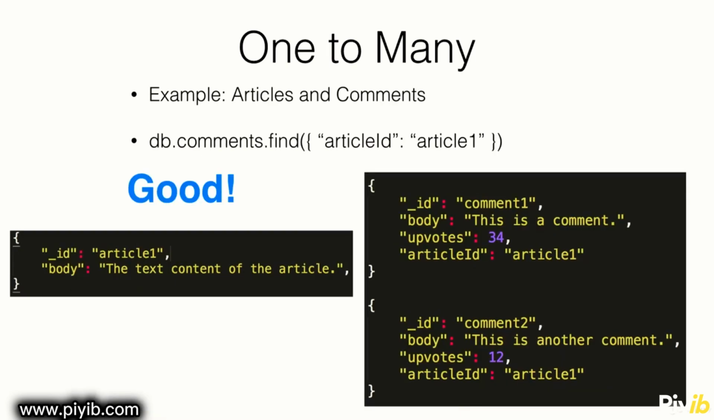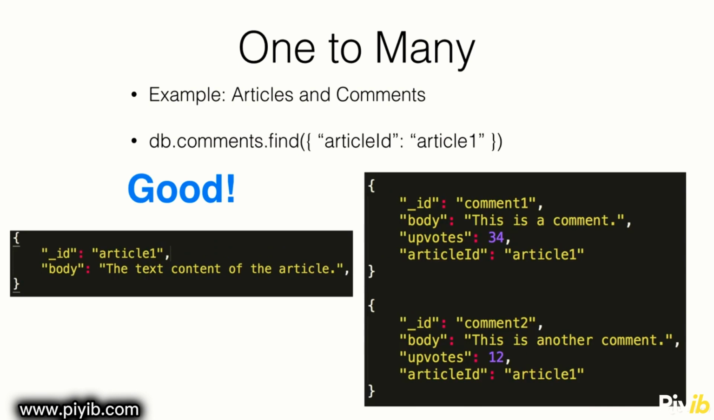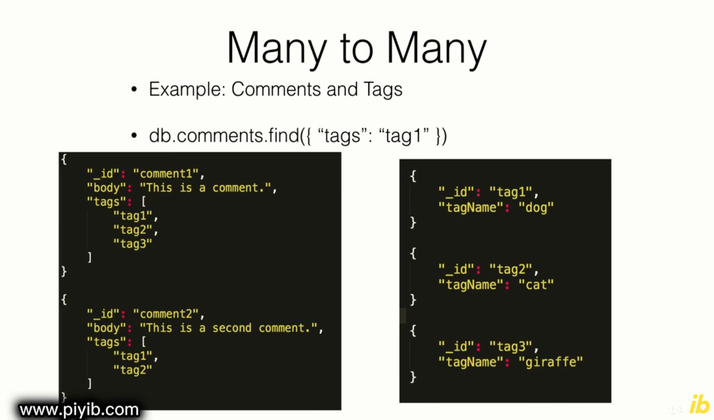The reason why this is better is because if you want to upvote any particular comment, you no longer have to traverse through this comments array. You can just specifically refer to any one of these comments and change the upvotes counter. And then there are many-to-many relationships. An example would be comments and tags. A single comment can have many tags, and a single tag can have many comments.